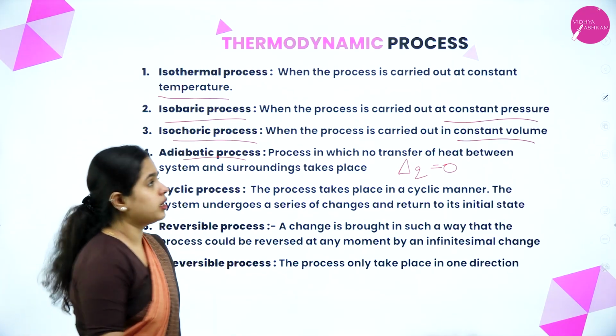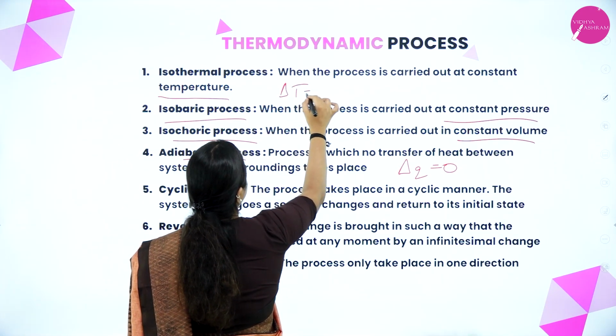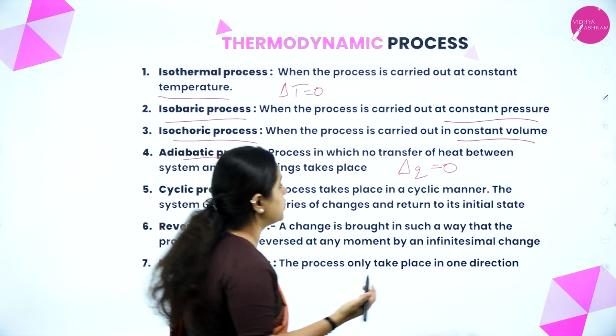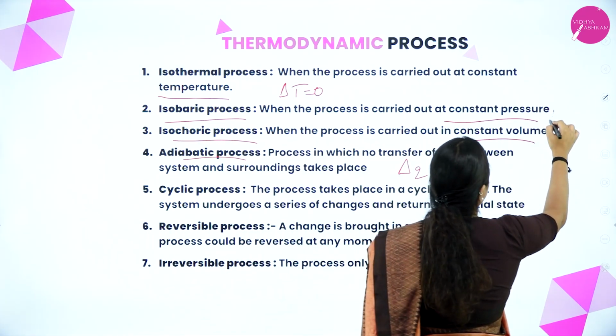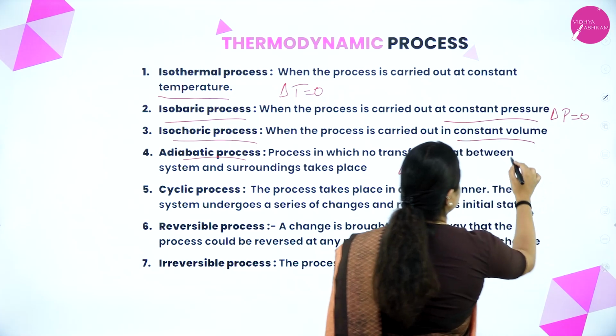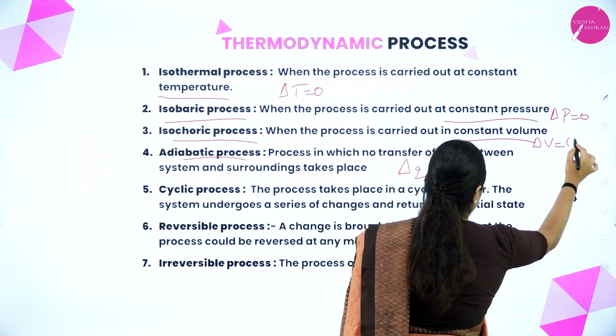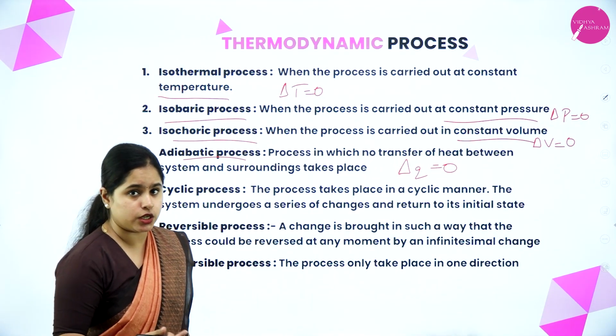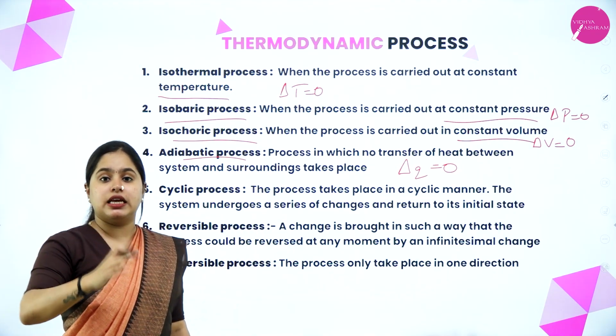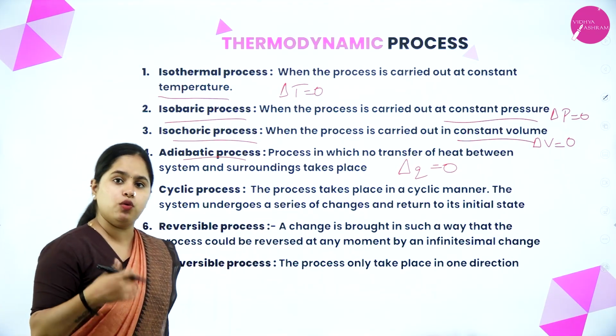So in the isothermal process, delta T will be 0. There is no change in temperature, that is, constant temperature. In the case of isobaric, delta P will be 0. In the case of isochoric processes, delta V will be 0. In the case of an adiabatic process, there is no change in heat, which means delta Q will be 0.